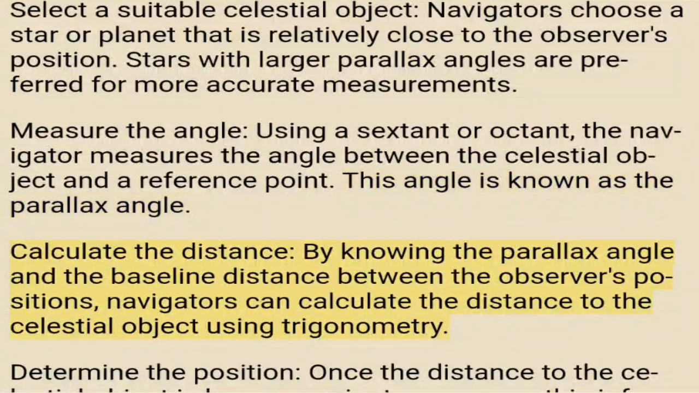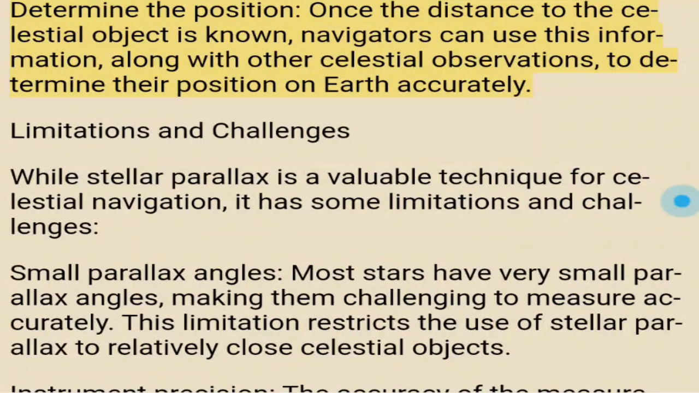Calculate the distance. By knowing the parallax angle and the baseline distance between the observer's positions, navigators can calculate the distance to the celestial object using trigonometry. Determine the position. Once the distance to the celestial object is known, navigators can use this information, along with other celestial observations, to determine their position on Earth accurately.